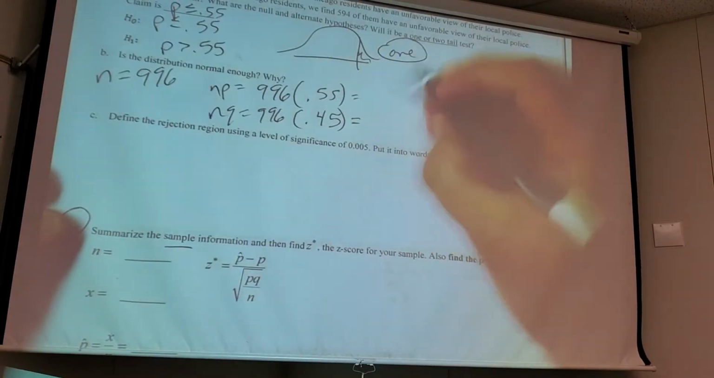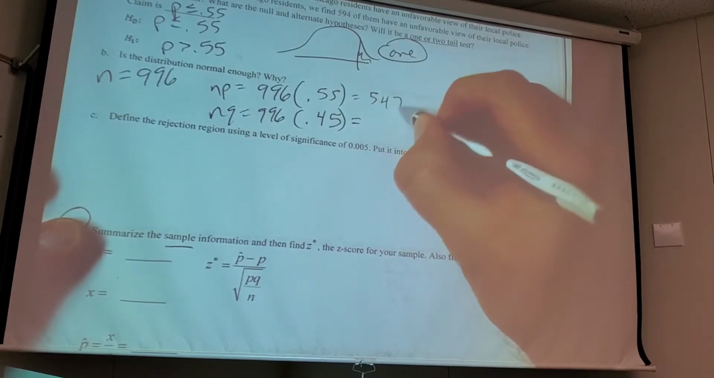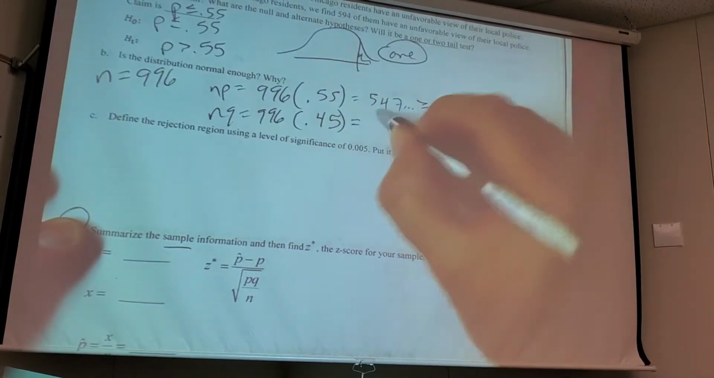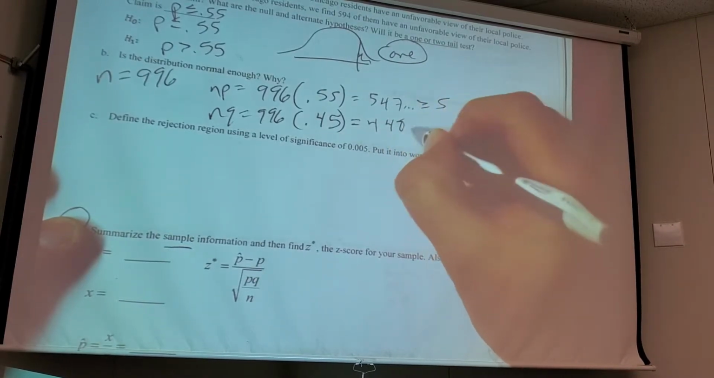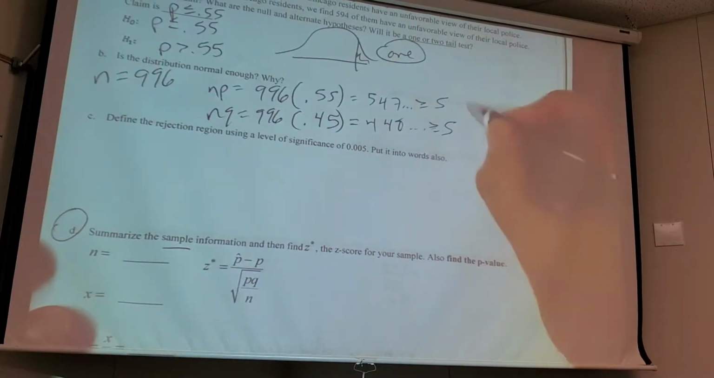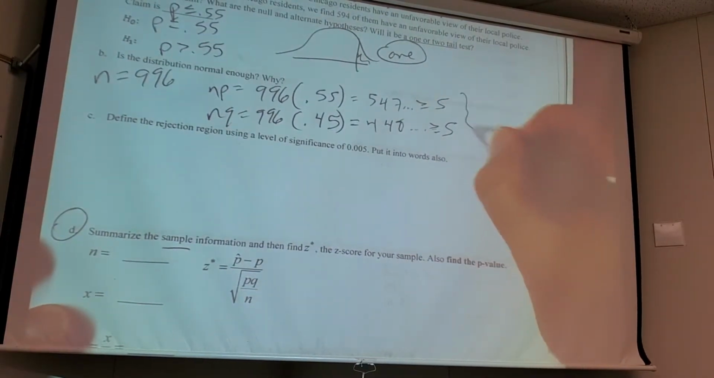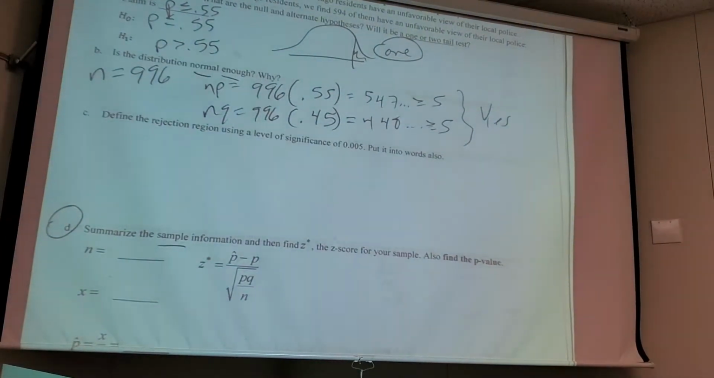What is that? 547. Or 547 point blah, blah, blah. And then this is going to be 448 point blah, blah, blah. That's definitely at least 5. So what's that mean? Yes. Because the question was, is it normal enough? So it means it's normal enough. Normal enough to do what?